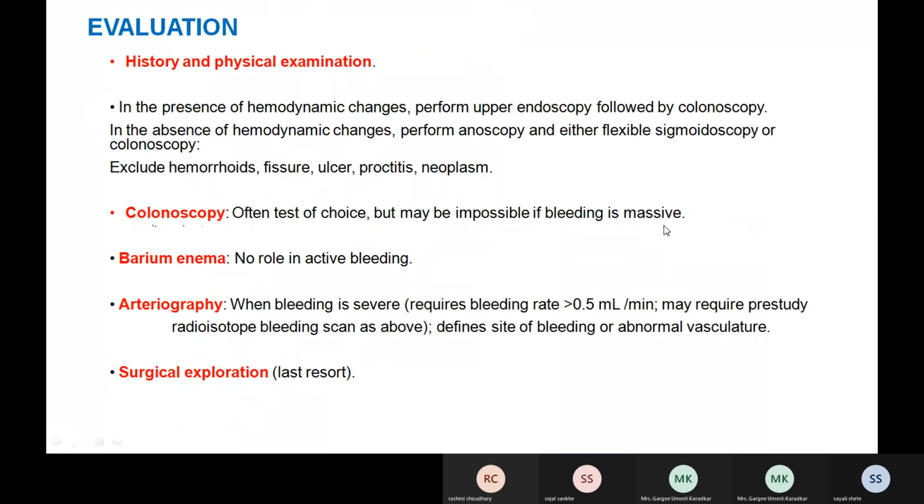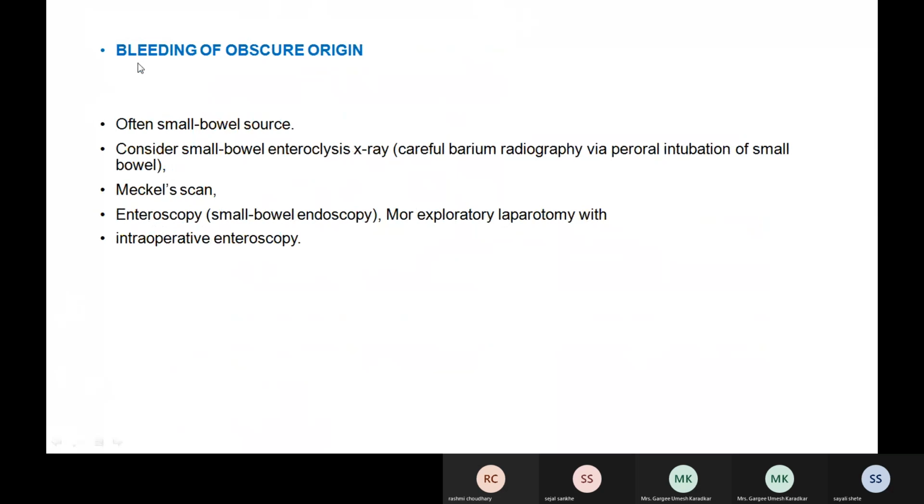If the bleeding is massive, then it is not possible. Barium enema is again of no use in case of active bleeding. Arteriography, as we said earlier, may be done when bleeding is severe, and it will tell you the site of bleeding and any abnormal vasculature. And surgical exploration means they have to open up the patient and find out where the bleeding is coming from.